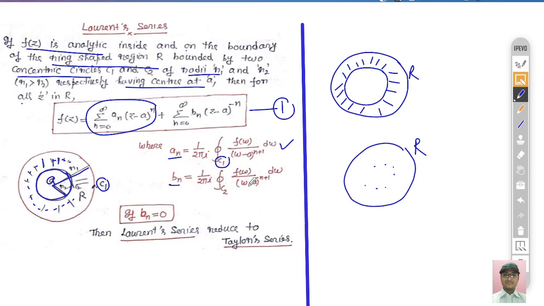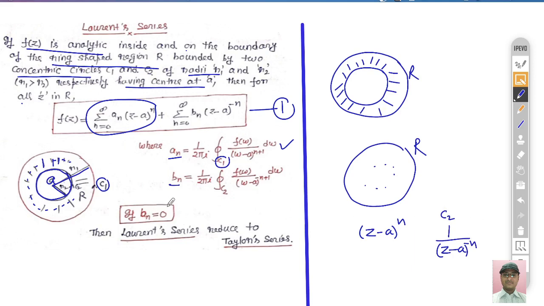Because if you put W is equal to A or Z is equal to A, in that case it will not define. The function will define at (Z minus A) raised to the power n, if it is basically positive power. Second, it cannot be defined if its power is negative: (Z minus A) raised to the power minus n. Once you put Z is equal to A, it becomes infinite, and it cannot be analytic. So that's why this C2 is defined for negative power, so that it becomes positive, right?